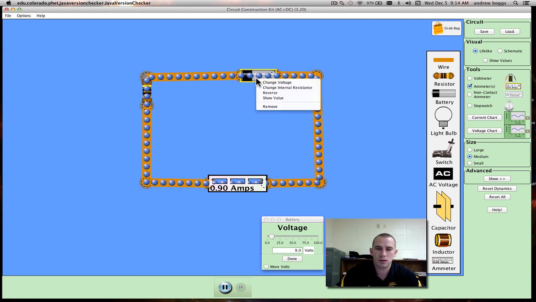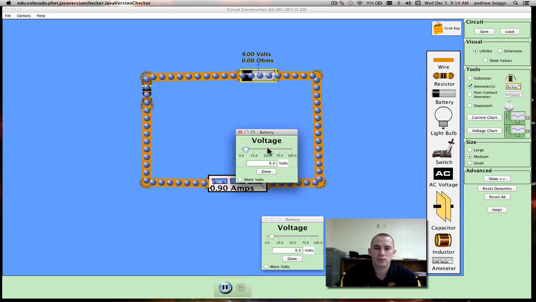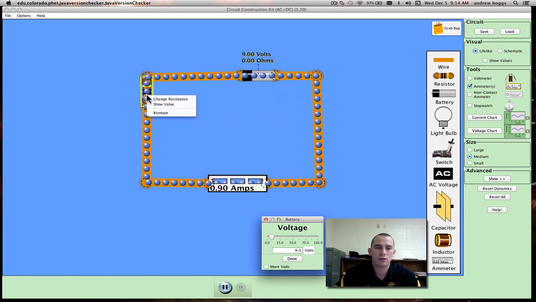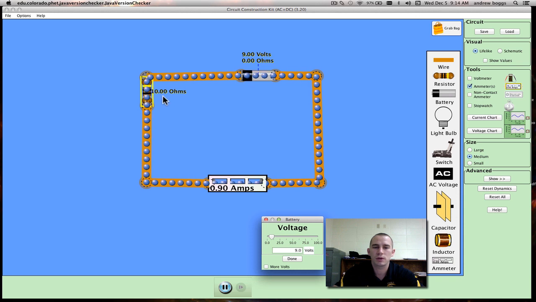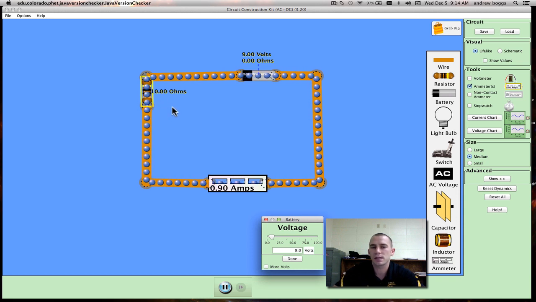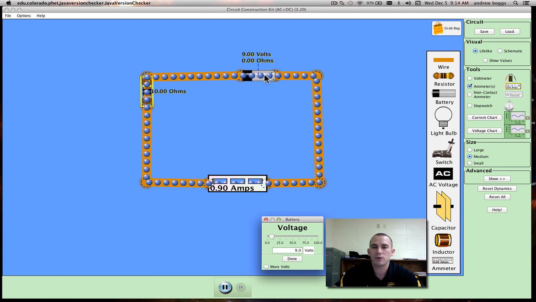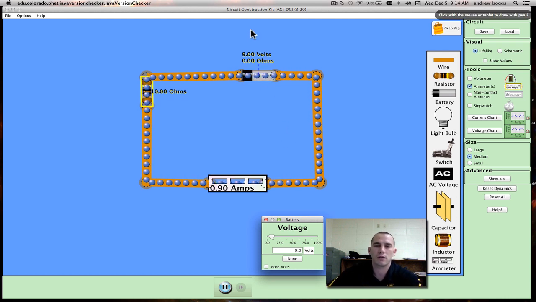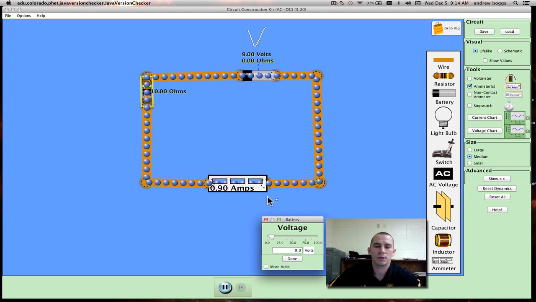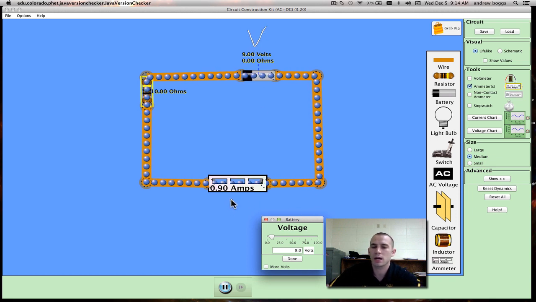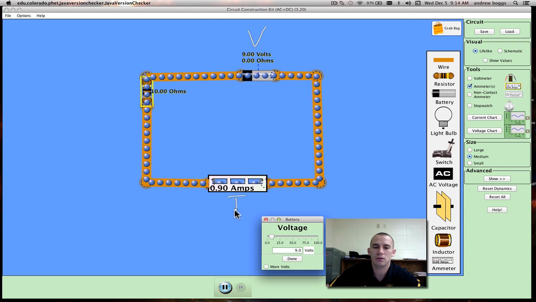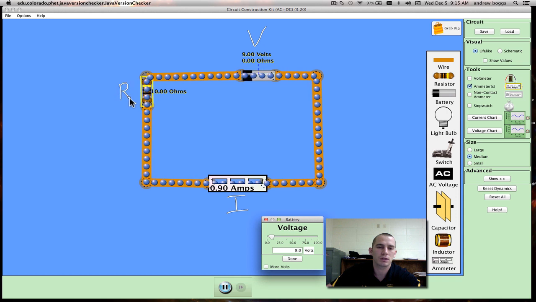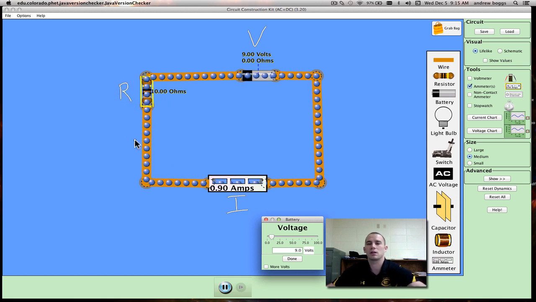Let me show the value on that. So we have 10 ohms of resistance. Now we have 9 volts, so with volts we have our voltage or our potential energy. Amps, we have 0.9 amps, and that's going to be our current, represented by I. And then we have our resistance, which is R, and that's measured in ohms.